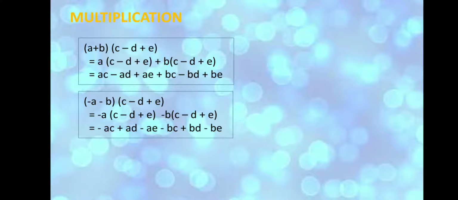Now if you have the same thing in minus, how are you gonna do it? Your minus a minus b will be multiplied by c minus d plus e. So what will you get? You'll get minus a into c, plus minus a into minus d, plus minus a into e, minus b into c, minus b into minus d and minus b into plus e. So what will be your final answer? Minus ac plus ad minus ae minus bc plus bd minus be.